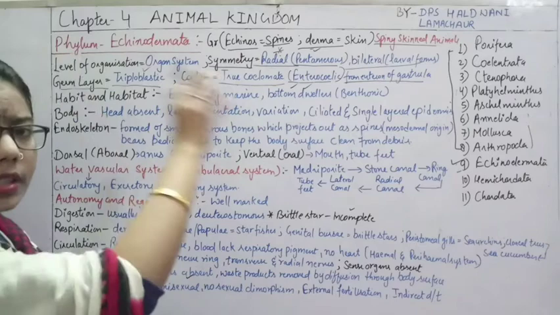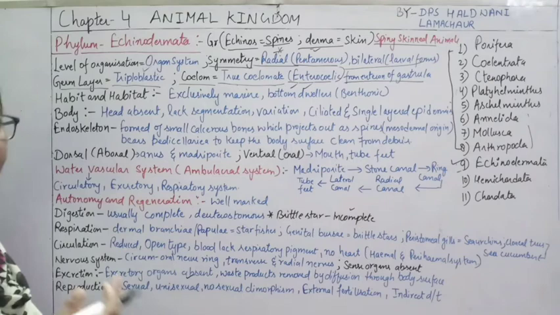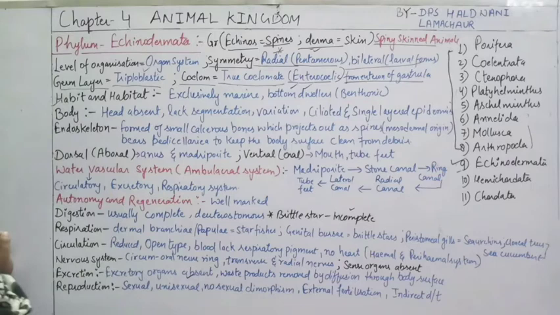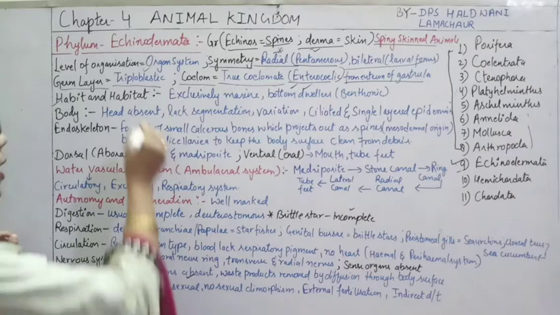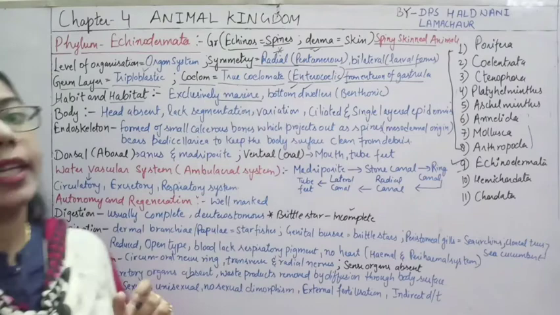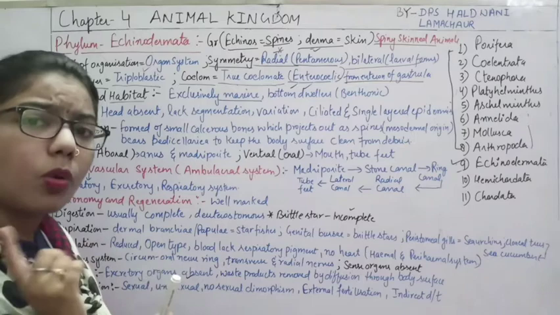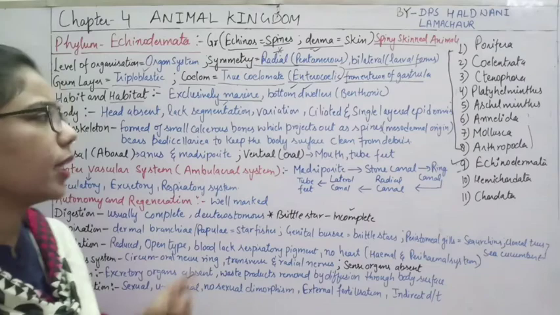Now we will discuss some more features or characteristics of the Echinodermata. If you talk about the Echinodermata habit and habitat, it means where they prefer to live. Here we can say they are exclusively marine. What is the meaning of exclusively marine? It means that they cannot be found in any fresh water. They are found only in marine water. You can see them only in seas, right? They can be found in the sea.